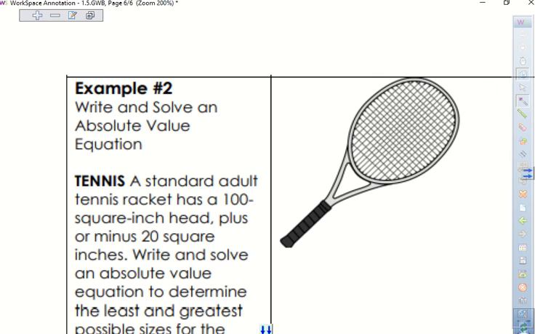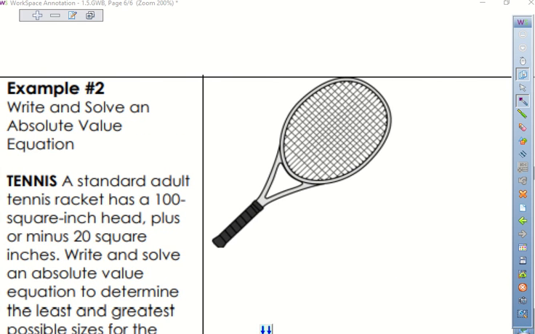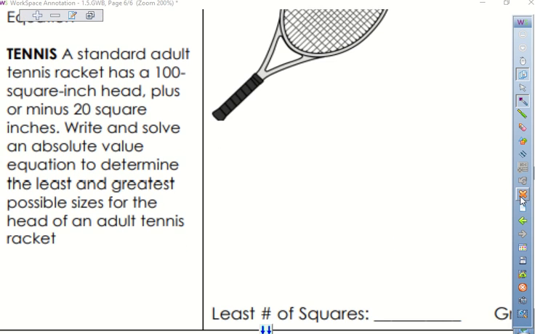Alright, last problem we're going to do is this tennis racket problem. It says here, a standard adult tennis racket has a 100 square inch head plus or minus 20 square inches. Write an absolute value equation to determine the least and greatest possible sizes for the head of the adult tennis racket. So, the cool thing about absolute value is it tells us one's distance from 0, but we can actually affect that by causing it to tell one's distance from a certain value. So right now, we're looking at one's distance from what value instead of 0? 100.